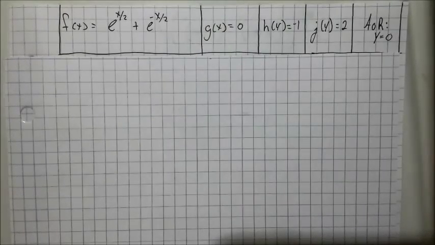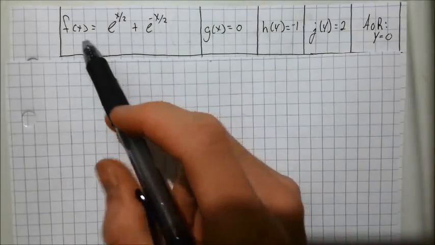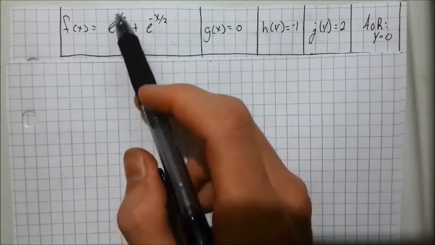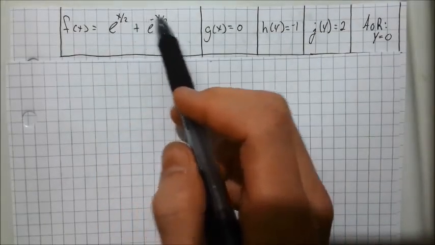So in this question, we're asked to find the volume of a solid of revolution given the following functions. We're given f of x equals e to the x over 2 plus e to the negative x over 2, which looks a little scary, but it's not nearly as bad as it looks at first glance.